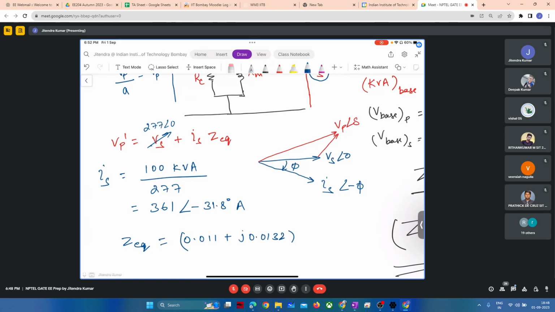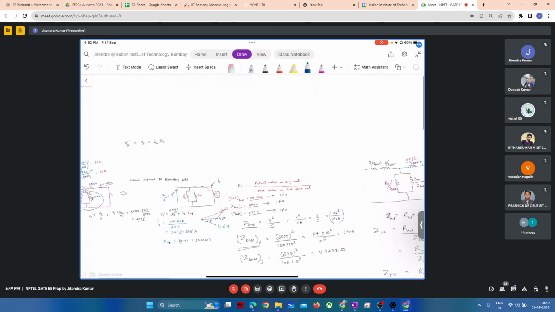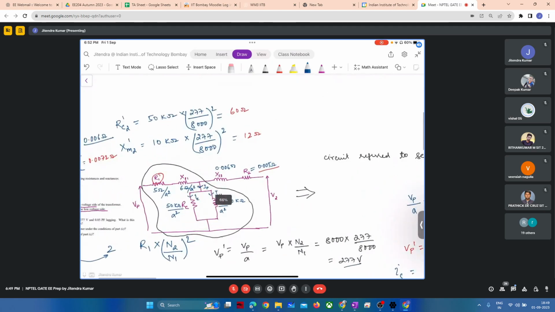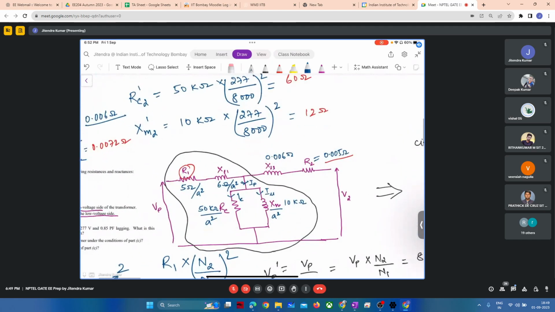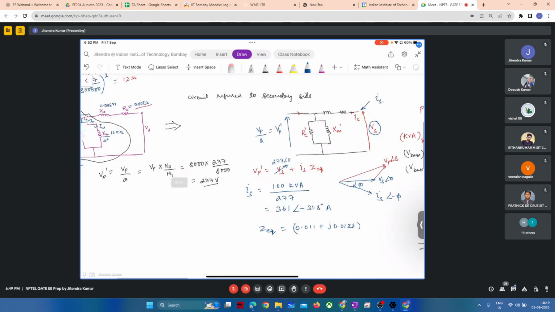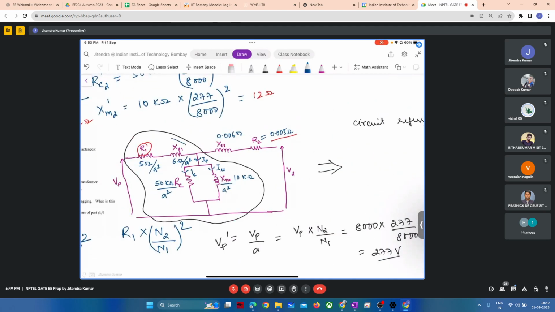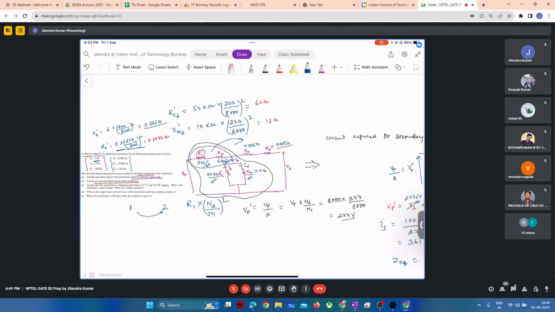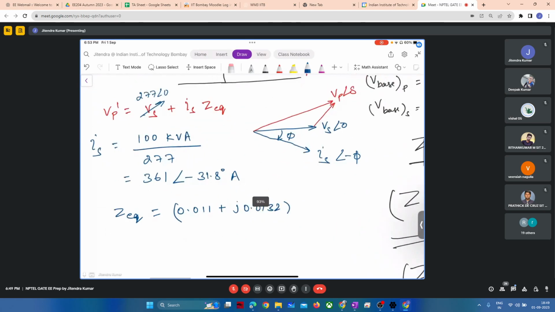Okay, if you compute R2 plus R1 into (N1 by N2) whole square plus X2 plus X1 into (N1 by N2) whole square. So basically from part A, whatever we computed here, we did all those calculations, right? After referring that equivalent circuit to the secondary side, after adding both elements, that will be your equivalent impedance. So this value will come out to be this much.